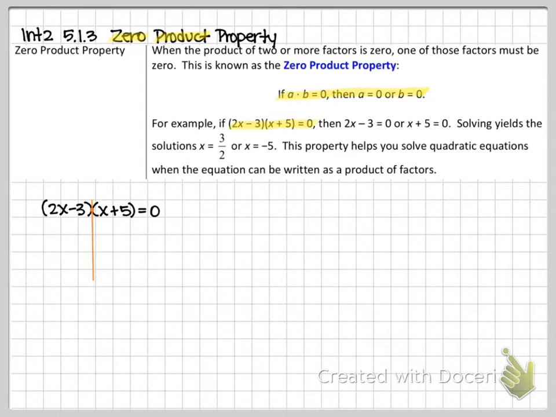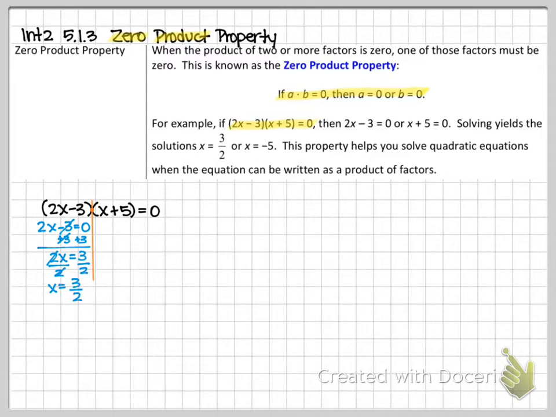So what I'm going to do is set up these little miniature equations. I'm going to take this 2x minus 3 equal to 0, because maybe that factor is the 0. Maybe that's the thing that, when I multiply times the x plus 5, turns into 0. And I'm going to go ahead and solve that. So I just end up with this little miniature equation that I need to solve. So I'm going to add 3 to each side. Those are going to cancel. I'll get 2x is equal to 3. And then keep going until you get down to x equals. So the 2's cancel. It looks like x is equal to 3 halves.